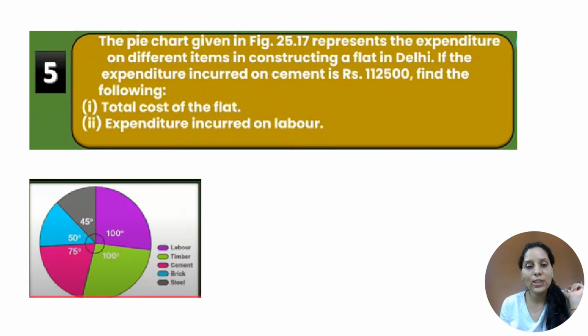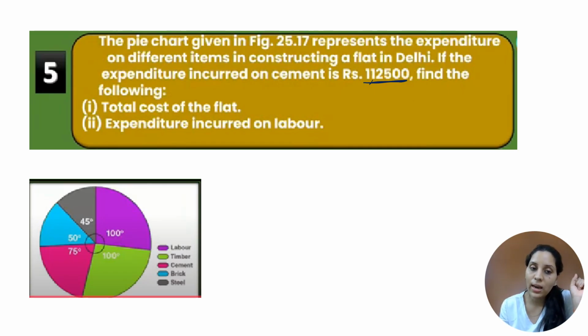And the next last question for today is, the pie chart given in the figure represents the expenditure on different items in constructing a flat in Delhi. If the expenditure incurred on cement is rupees 1,12,500, find the following total cost of the flat. Now, how do we find the total cost? How do we find the central angle? So we are given the central angles here.